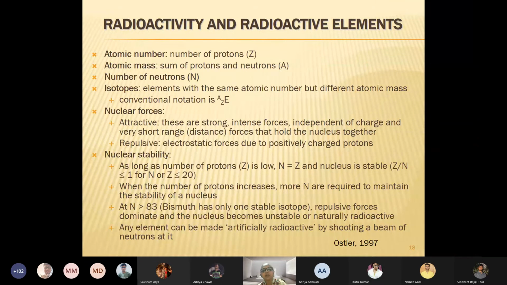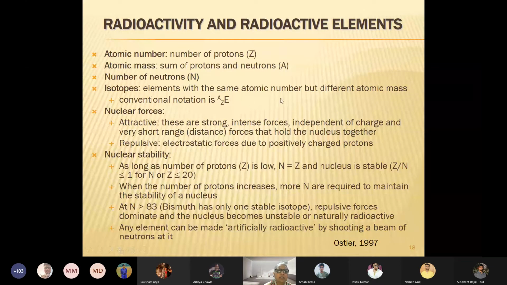Let's take the next characteristic of hazardous waste. The next one is radioactivity, and I think you have studied radioactivity at some point, but let's revise it and make sure we are all on the same wavelength. So you know the atomic number is the number of protons, atomic mass is the sum of protons and neutrons. These are the symbols that we use. Z is the number of protons, A is the sum of protons and neutrons, number of neutrons is N.